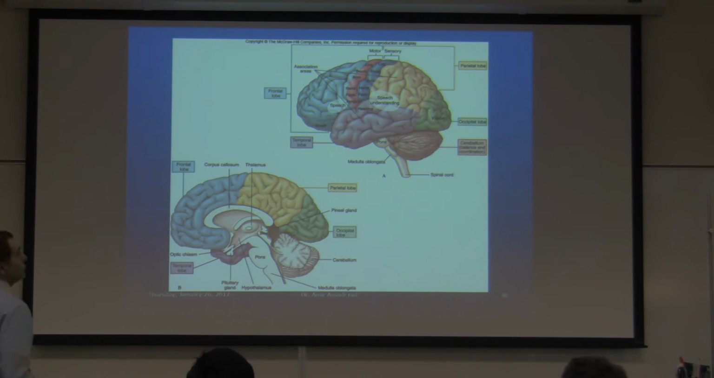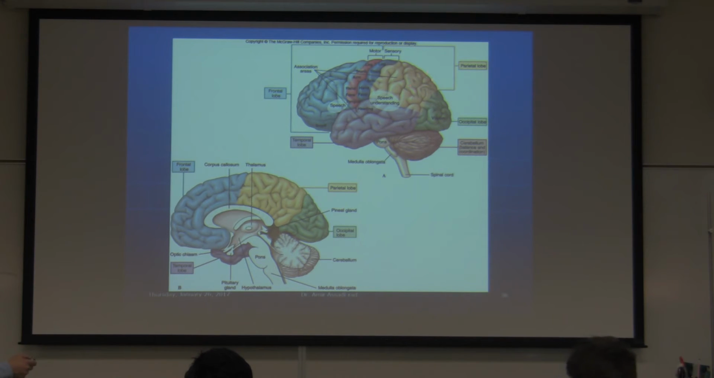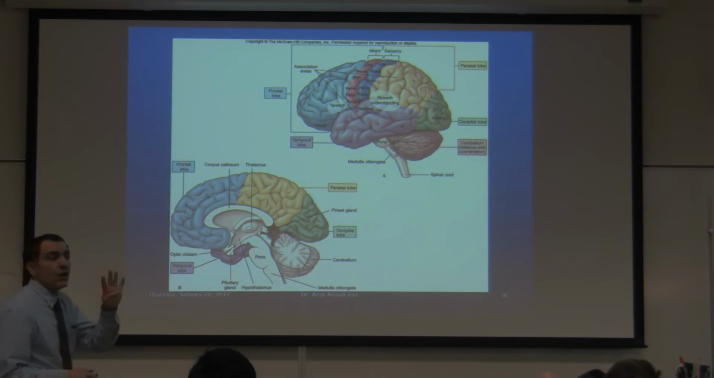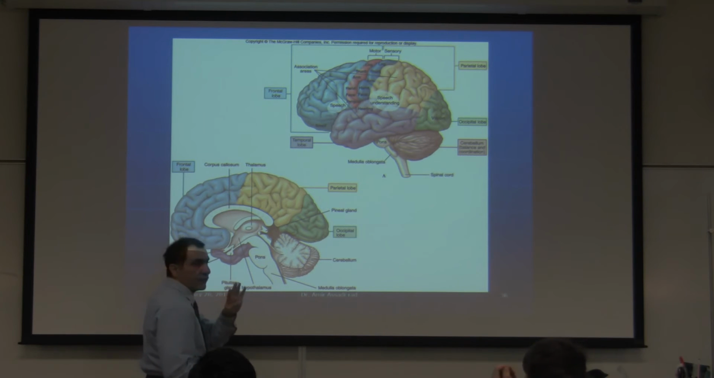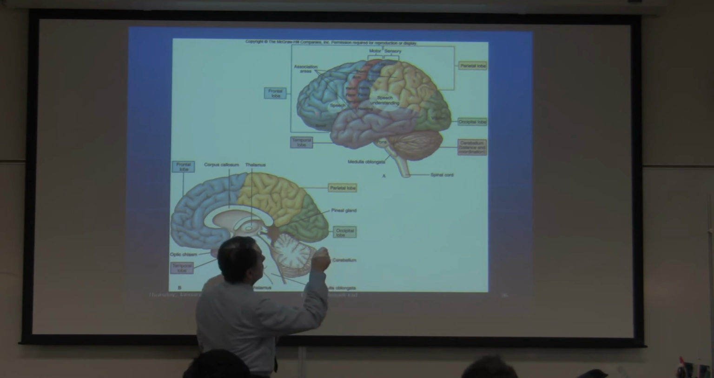Parts of the brain you should know. I'm expecting you to know the lobes of the brain. You have the frontal lobe, the parietal lobe, the occipital lobe, and the temporal lobe. Those are four lobes, L-O-B-E. Those are the four lobes of the brain, so those are the four lobes you should know.